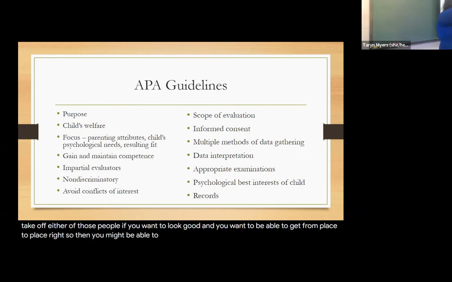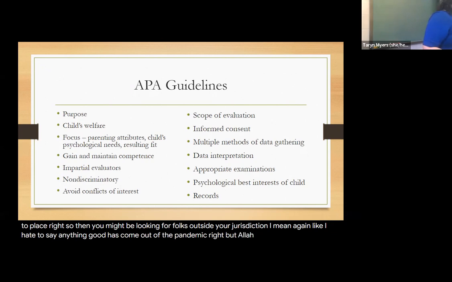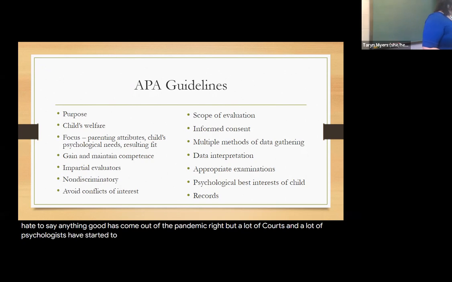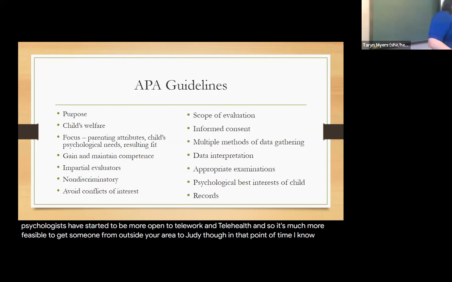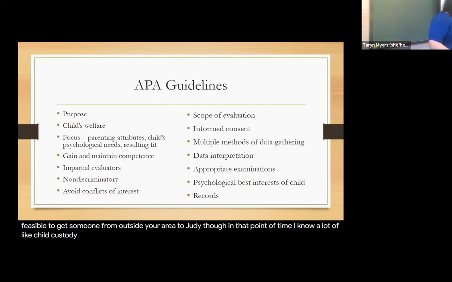So then you might be looking for folks outside your jurisdiction. And the nice thing is, I hate to say anything good has come out of the pandemic, but a lot of courts and a lot of psychologists have started to be more open to telework and telehealth. So it's much more feasible to get someone from outside your area to do the eval at that point in time. I know a lot of child custody cases are still being done partially via Zoom, for example.